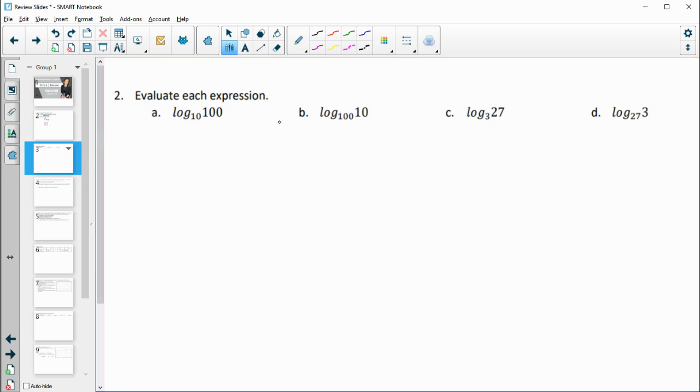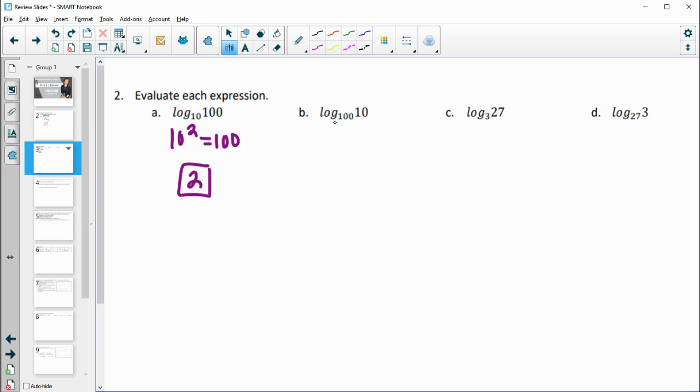Number 2, evaluate each expression. So log base 10 of 100 says, what exponent on a 10 gives us 100? So 10 squared is 100. So the answer to this logarithm is 2.